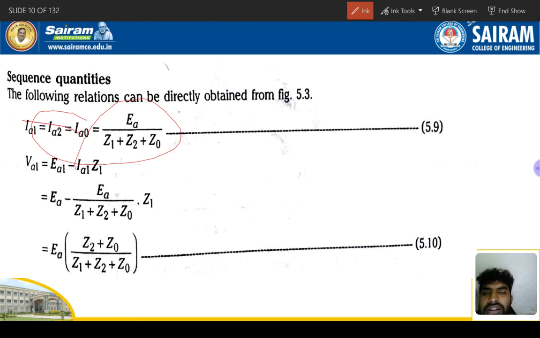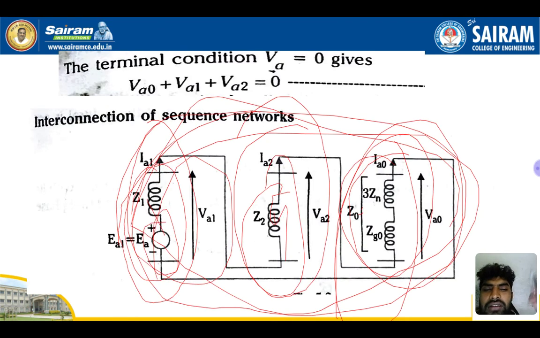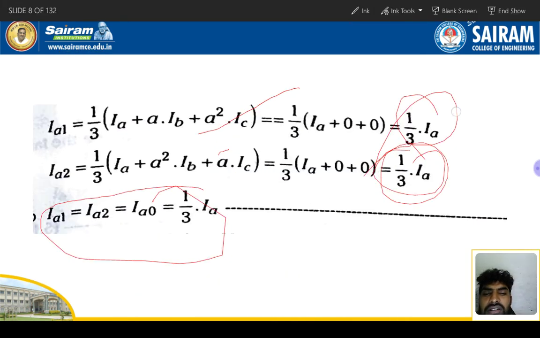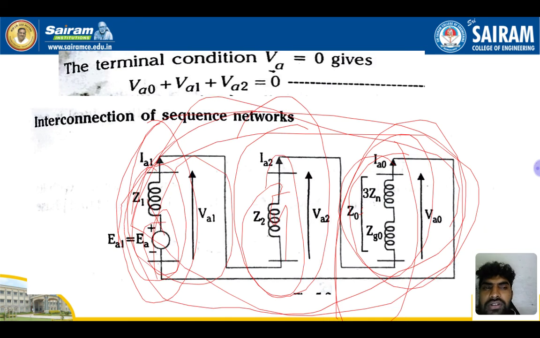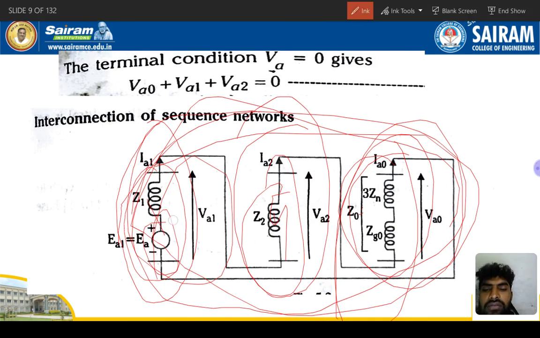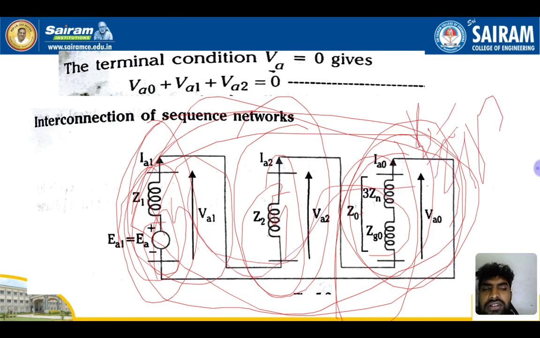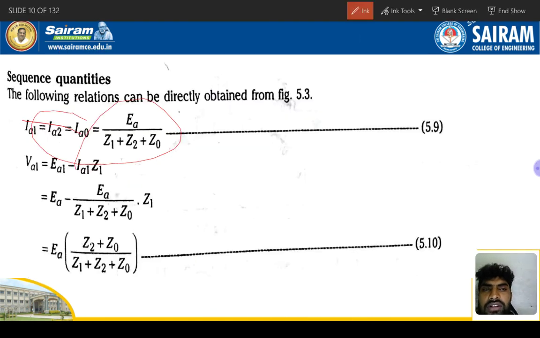So what you will get here, go back and see, this one is a complete loop, right? Applying KVL you will get Ea divided by Z1 plus Z2 plus Z0. These are in series. And that's why we got the equation here, Ea by Z, according to Ohm's law, I is equal to V by Z, that's all. And V1 is equal to Ea minus Ia1 Z1. So finally you will get this equation, Ea into Z2 Z0 divided by Z2 plus Z0, divided by Z1 plus Z2 plus Z0.